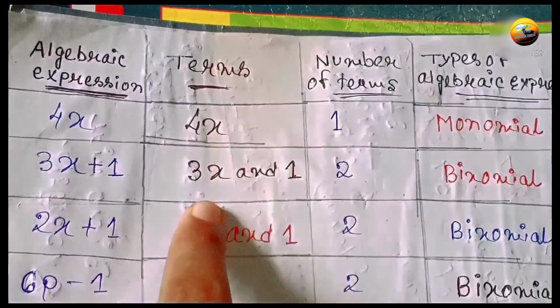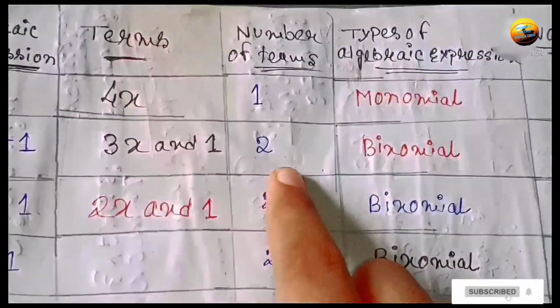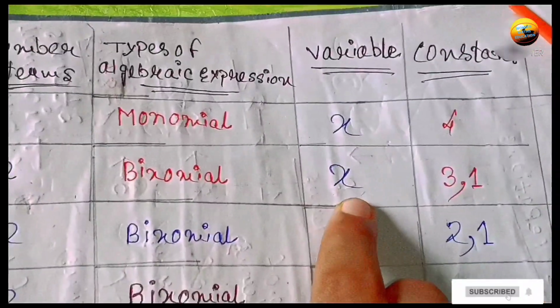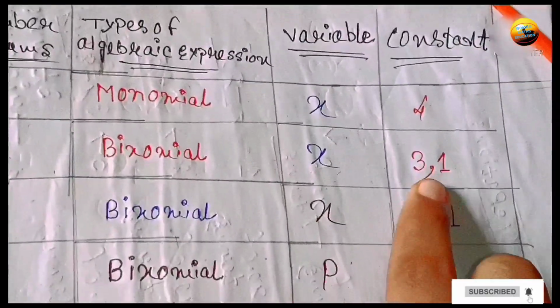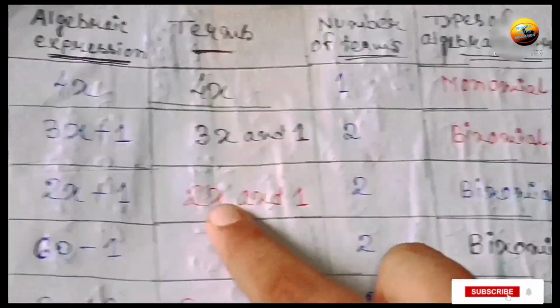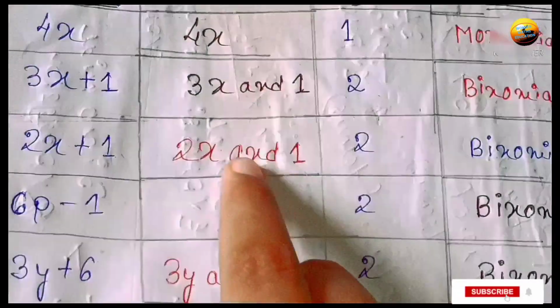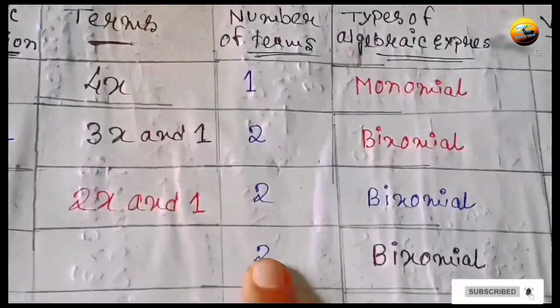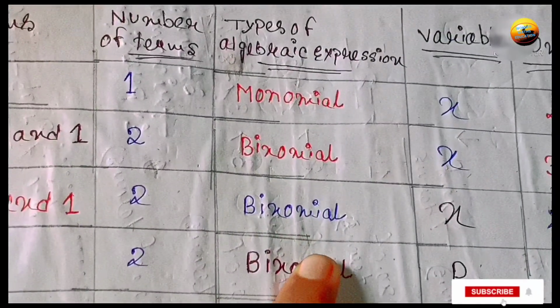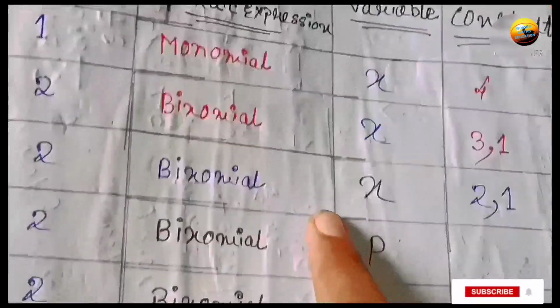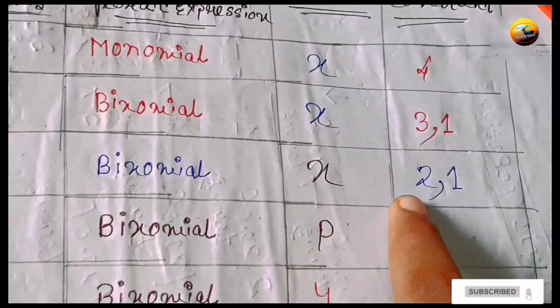Okay, and the second one is 3x plus 1. Here the terms are 3x and 1, the number of terms is 2, and the type of algebraic expression is binomial. The variable is only x, and the constants are 3 and 1. The third one is 2x plus 1, so the terms are 2x and 1, the number of terms is 2, so it will be binomial. The variable is x only, and the constants are 2 and 1.